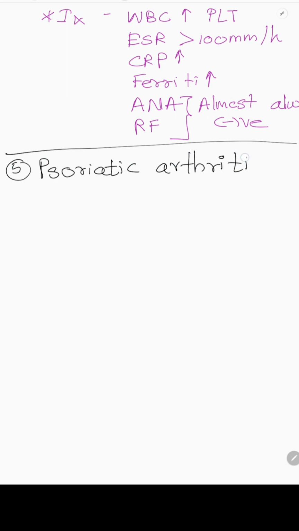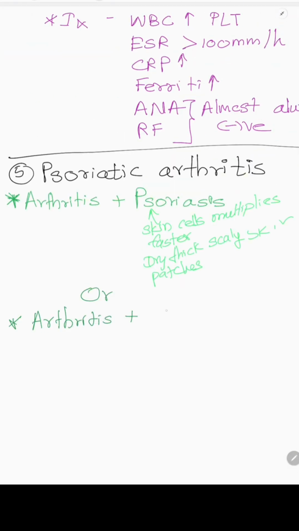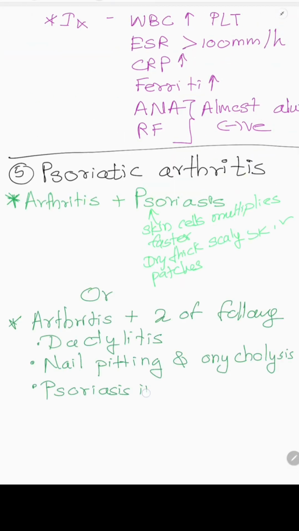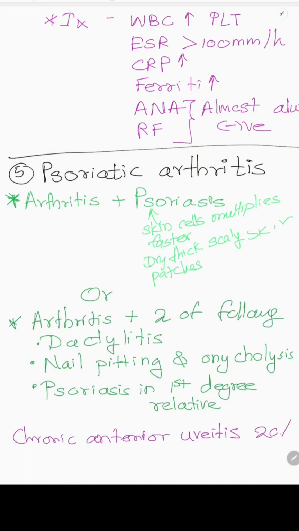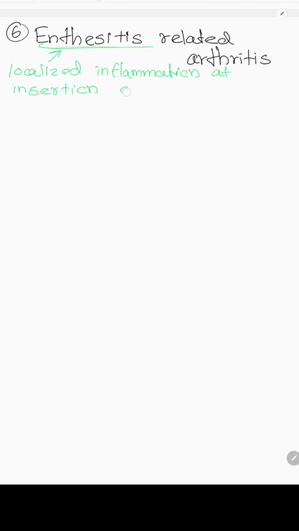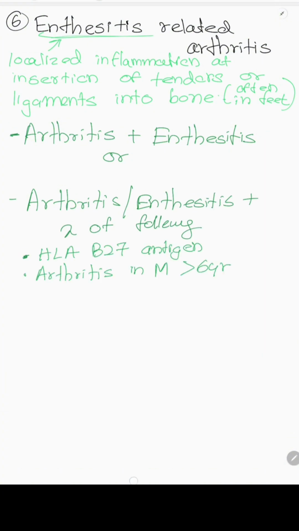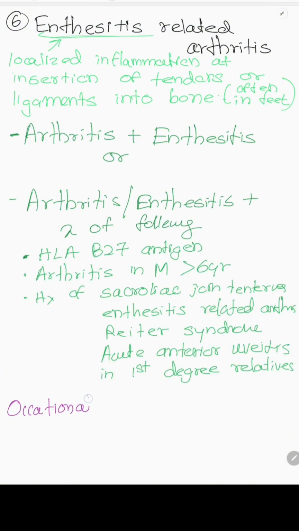You can diagnose psoriatic arthritis when arthritis and psoriasis are present, or arthritis and two of the following features are present. 20% of these patients are associated with chronic anterior uveitis. Next type is enthesitis related arthritis. You can diagnose it when arthritis and enthesitis are present, or when arthritis or enthesitis plus two of the following features. These patients are also occasionally associated with acute uveitis.